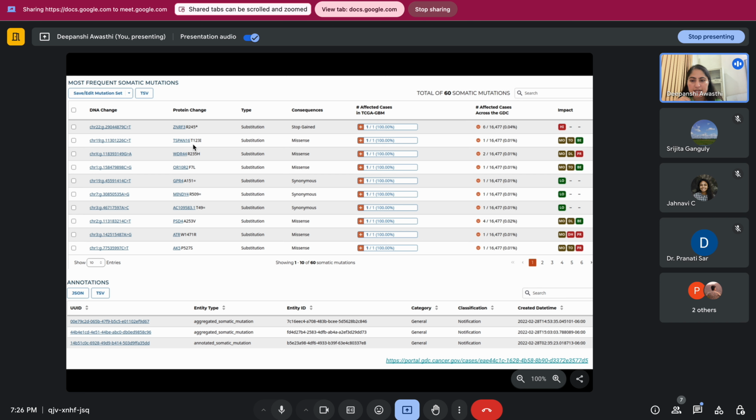For example, in the second you see that the threonine is replaced with the isoleucine, so it is a missense mutation where the amino acids have been changed.